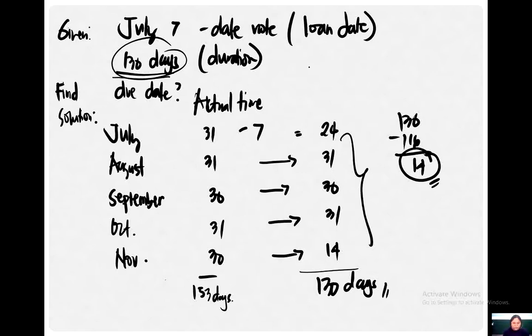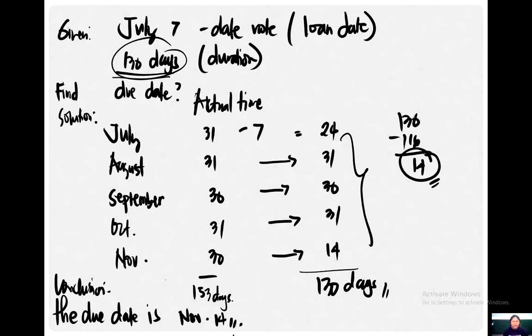So the due date. So let's have the conclusion. The due date is November 14. Okay po, so the due date is November 14. Okay po, the start or the loan date or the dated note is July 7 until November 14.